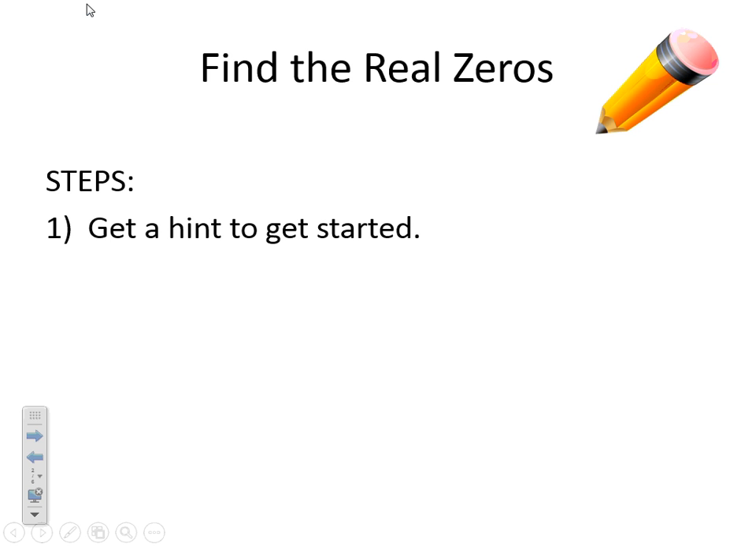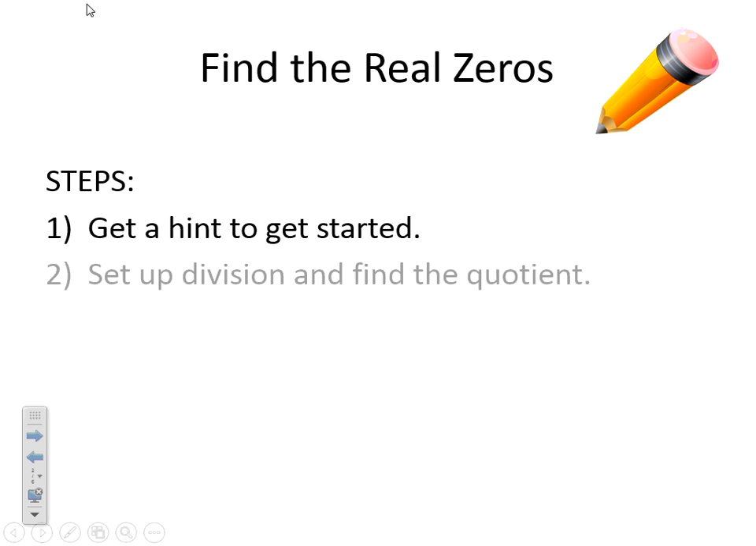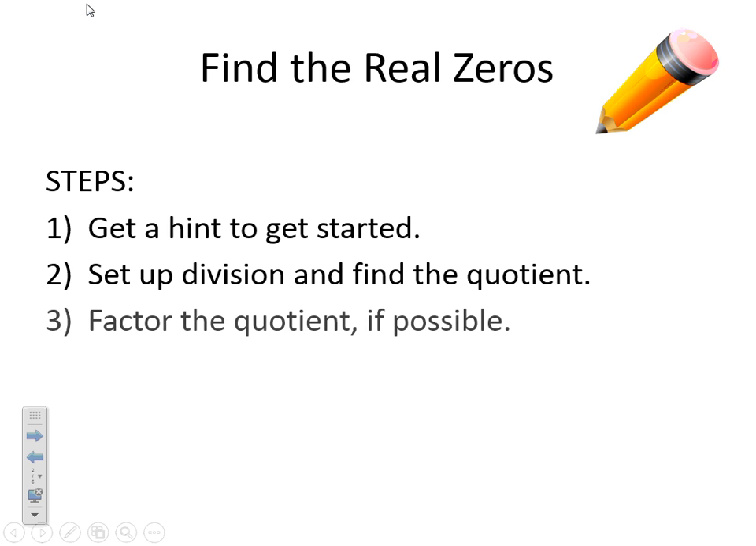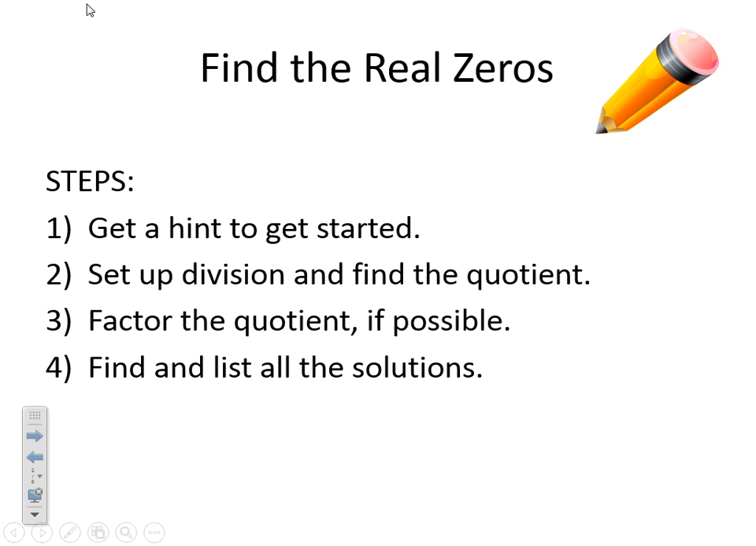So like what we did the other day, we need to have our calculator, our Desmos app, and we need to punch in our equation. Then we're going to set up division to find our quotient. Then we're going to factor out that quotient if possible. Sometimes it will not be possible. And then we are going to find and list all of our solutions.